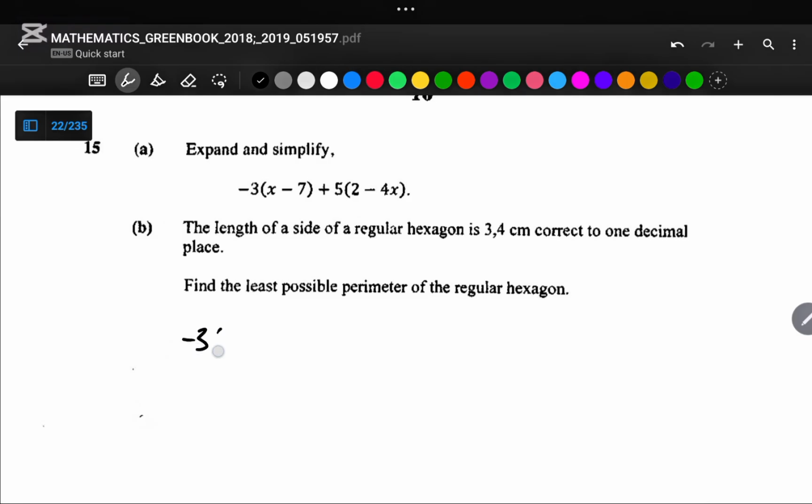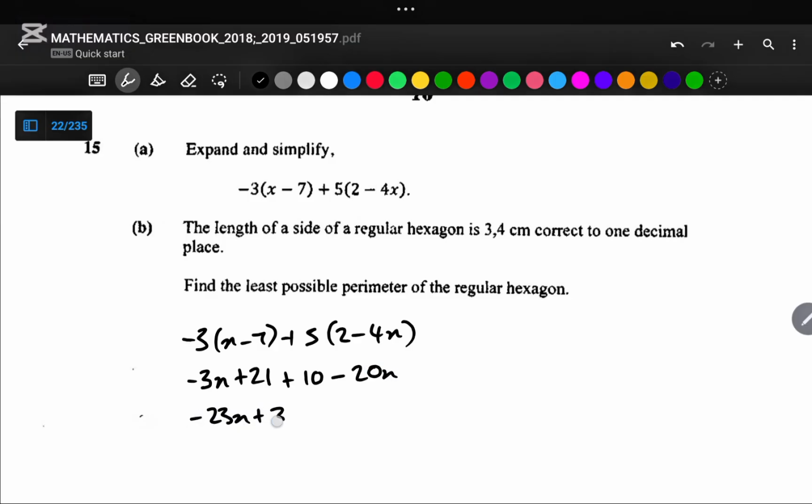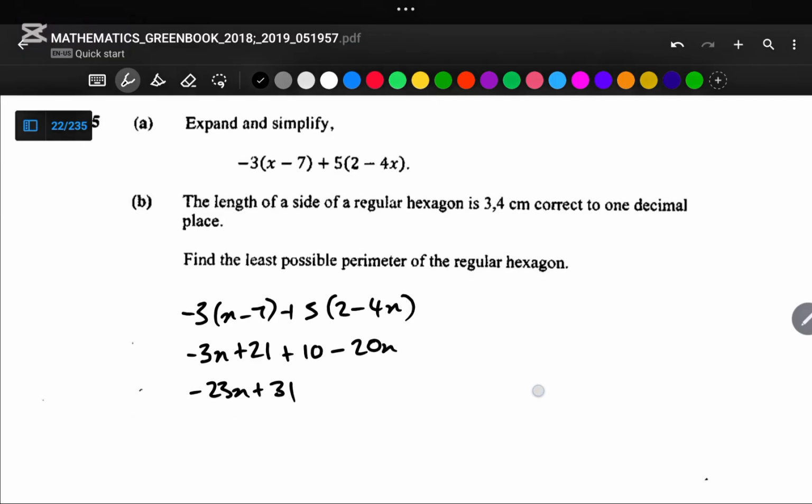So given that you have negative 3 a factor of x minus 7 plus 5 a factor of 2 minus 4x, and you're required to expand this, the first thing you need to do is to multiply each and every term inside this bracket by negative 3. So it is negative 3x plus 21 plus 10 minus 20x, and then we collect the like terms. So it is minus 23x plus 31. That is our final answer. It is minus 23x plus 31.